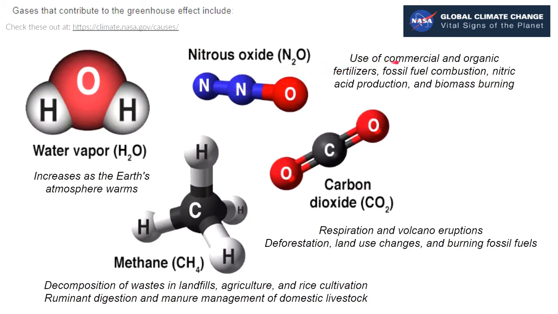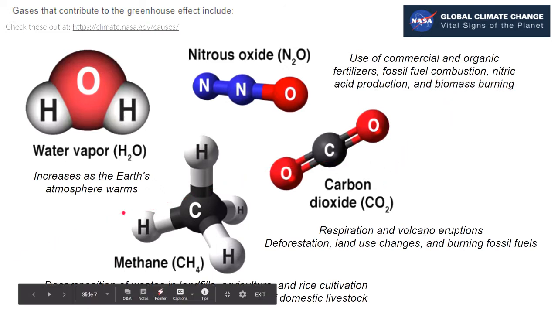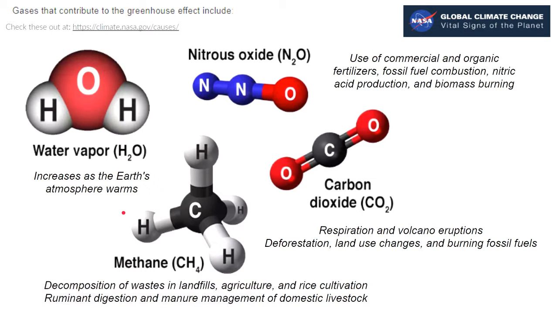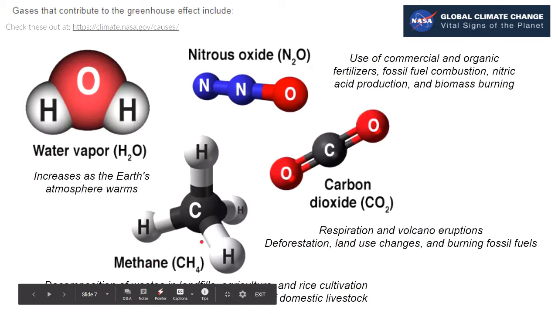This is from the use of chemical, commercial, and organic fertilizers, fossil fuel combustion, nitric acid production, and biomass burning. Then methane is mostly from decomposition of waste in landfills, agriculture and rice cultivation, ruminant digestion, and manure management. So those are from livestock, from pigs and cows and all. They produce methane.